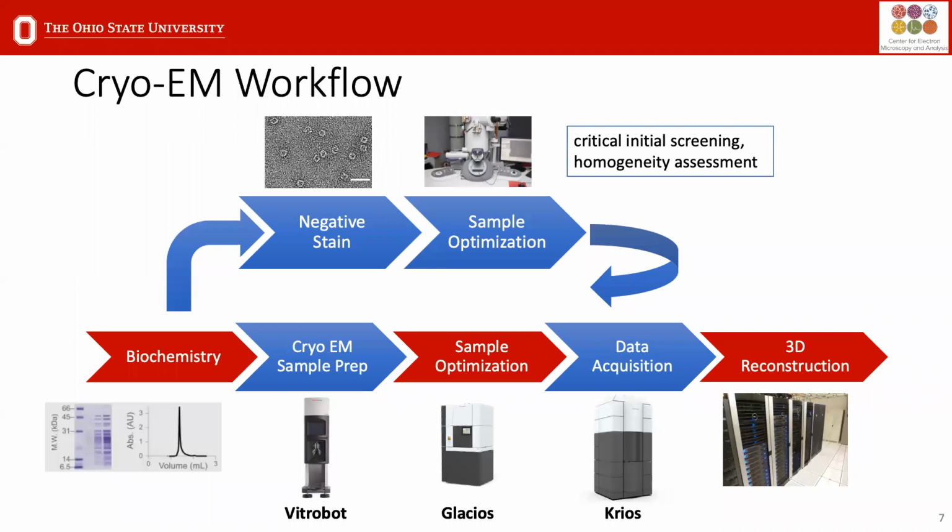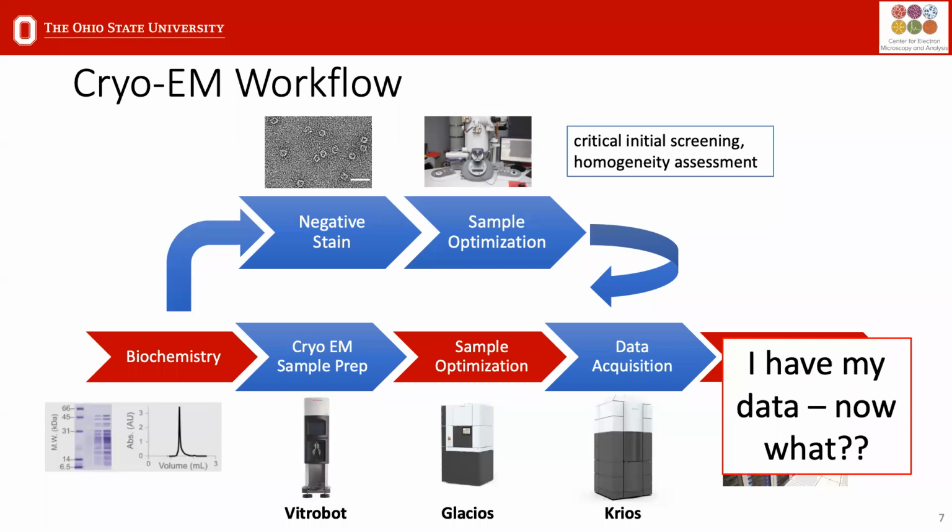And as a reminder, the workflow, this is a very simplified sort of chart, but it always begins with good biochemistry where you have a nice clean sample, and then you screen by negative stain initially, and then move forward with your Cryo-EM sample prep. Sample optimization can also take quite a bit of time, but we do have the Glacios, which can help you screen samples. And then finally, the Krios can be used for data acquisition.